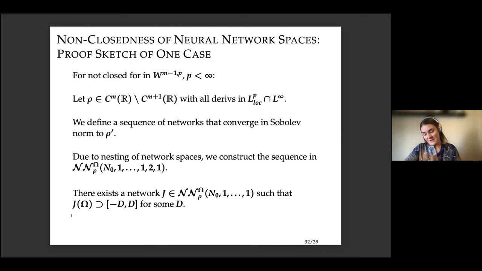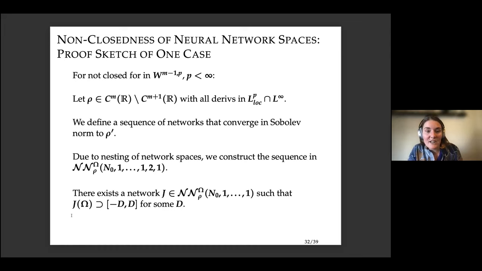So let's take a little bit of time to sketch one of the proofs. In all of these different proofs, it relies on explicitly building sequences of neural networks with the same architecture that you prove converge to something that cannot be exactly represented by a neural network of that architecture. This was the general idea of these papers by Petersen, Raslan, and Voigtlaender, although they were looking at different sequences of neural networks converging to different types of things.